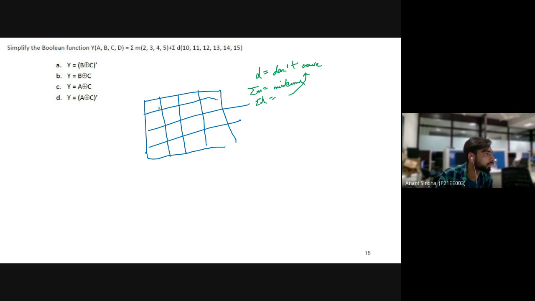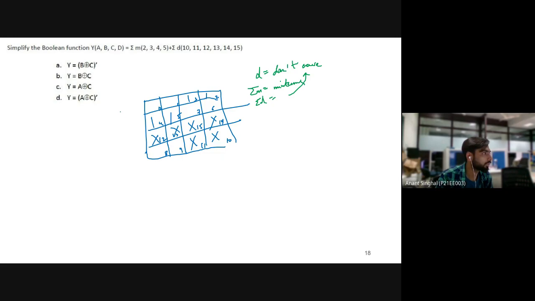So nothing but 0, 1, 2, 3, 4, 5, 6, 7. I hope you know how to fill this K-map. 8, 9, 10, 11, 12, 13, 14, 15. The question given is 2, 3, 4, 5, which is this. And 10, 11, 12, 13, 14, 15, this whole.